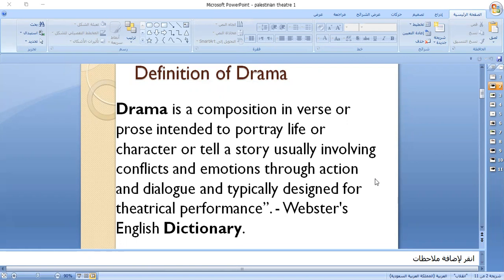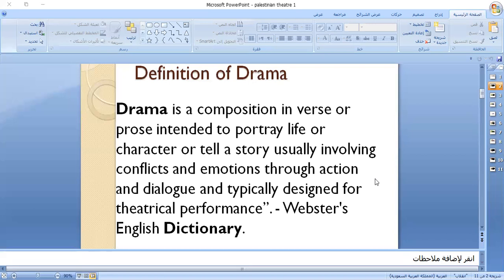You have to know that sometimes novels are rewritten in a form of dialogue and performed on stage. Let's see this definition, which is produced by Webster's English Dictionary. Drama is a composition in verse or in prose. Now, Shakespearean drama, which is the most famous, is all written in verse, okay? Ahmed Shawqi also wrote drama in verse, but it is also written in prose. It is intended to be portrayed in theaters, to portray life or character or tell a story, usually involving conflicts.